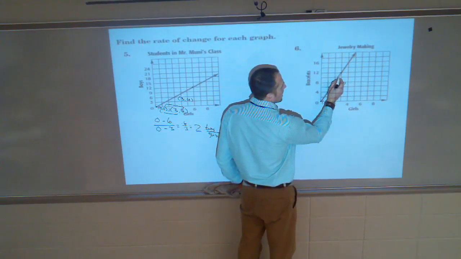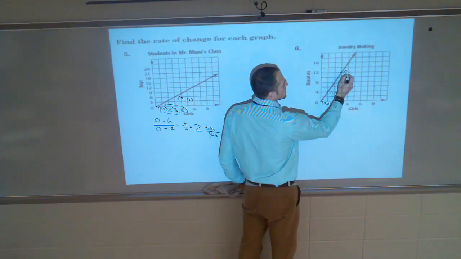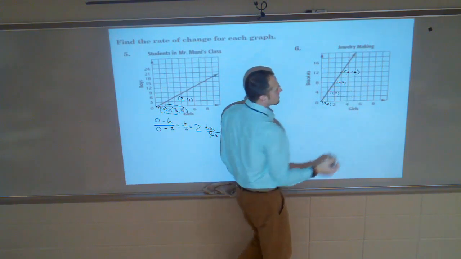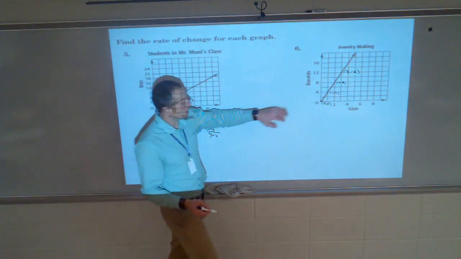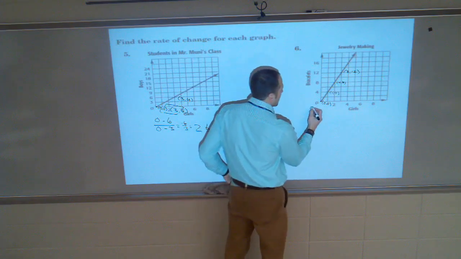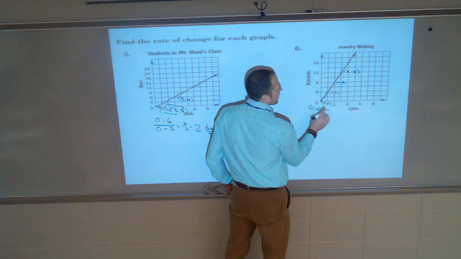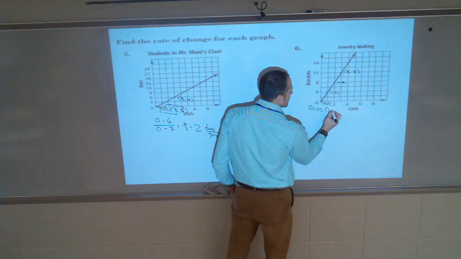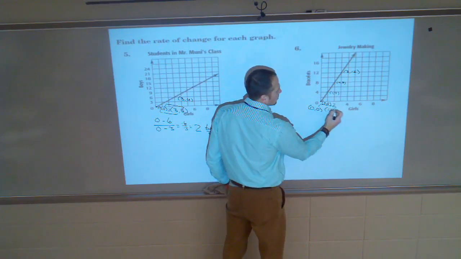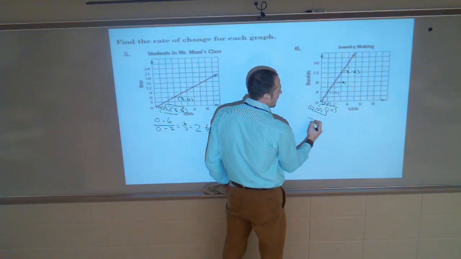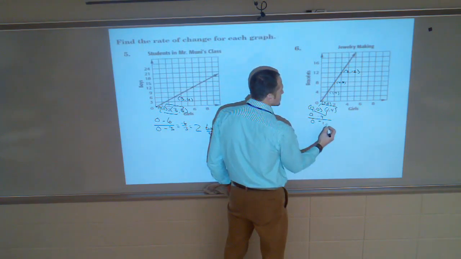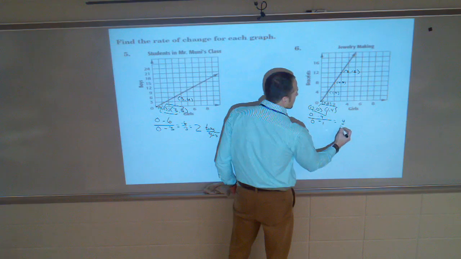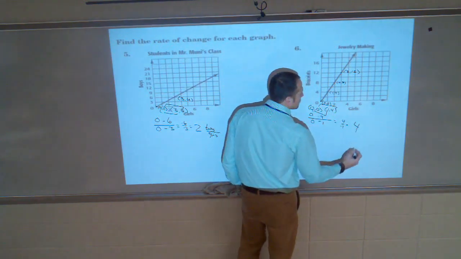Keep going, that right there. That's the point 3, 12. Now, it doesn't matter which two of those points I use. I can use any of them. But I'm going to use 0, 0 all the time, if it's available. And then 1, 4. Put your Y's on top, put your X's on the bottom. So I got 0 minus 4, 0 minus 1. Negative 4 over negative 1, which is 4.